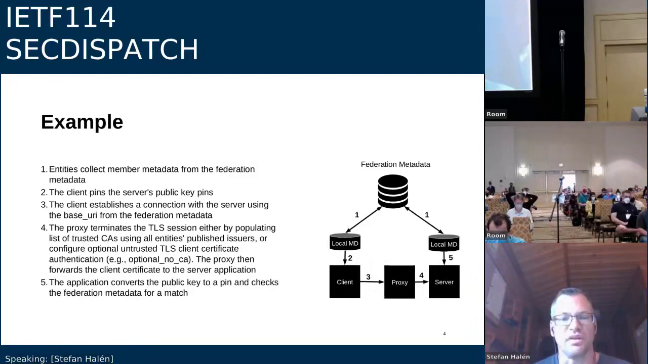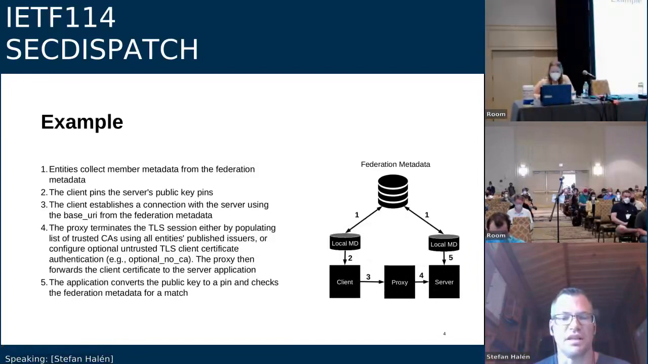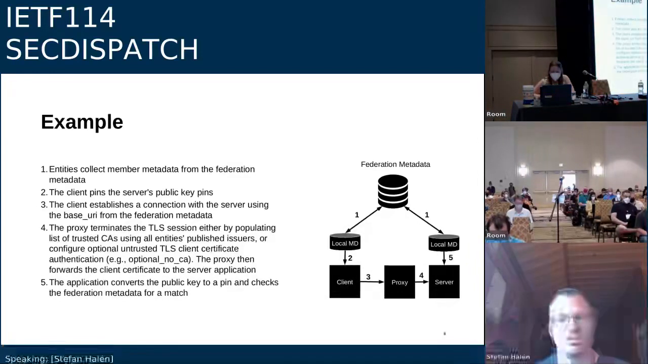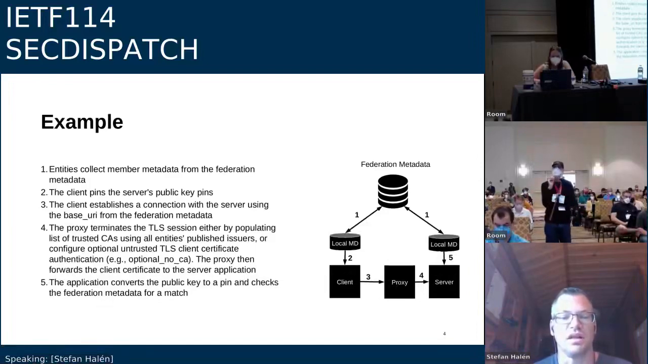The proxy terminates the TLS session either by populating lists of trusted CAs using published issuers, or configure optional and trusted TLS client certificate authentication, often called optional no CA. The proxy then forwards the client certificate to a server application. The application converts the public key to a pin and validates the pin against the published pins. If it's valid, the connection is accepted, otherwise terminated.